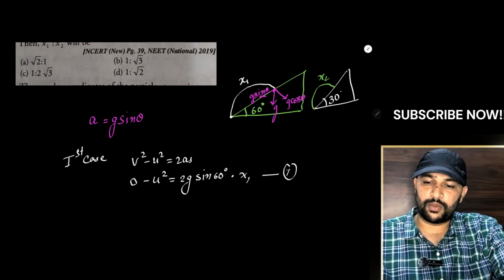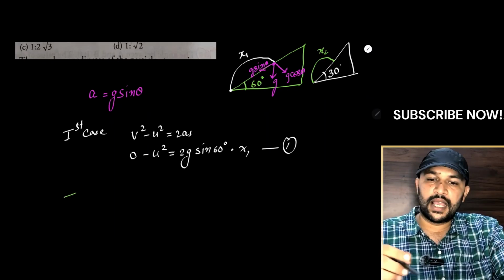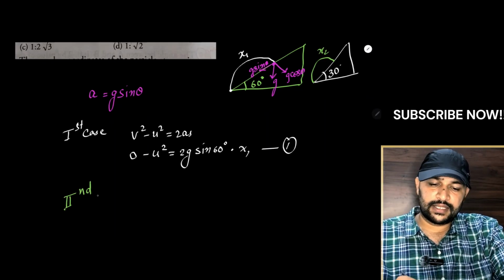This is our equation number 1 in the first case. I hope this is clear. 2g sin theta is acceleration, right. Let us see the second case.